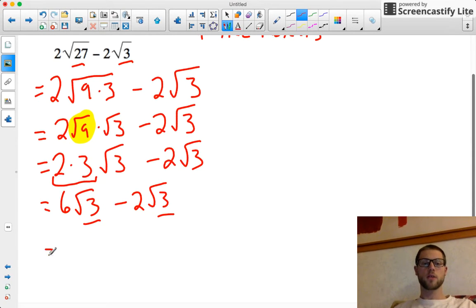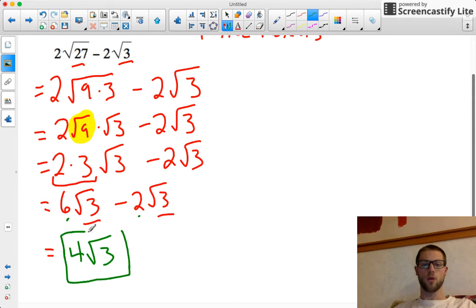Now I can actually subtract this. So to subtract these like radicals, all I'm taking a look at here is the coefficients. I'm going to subtract 6 minus 2 to give me a 4. And I keep my common radical the same. All of this is equal to 4 root 3.